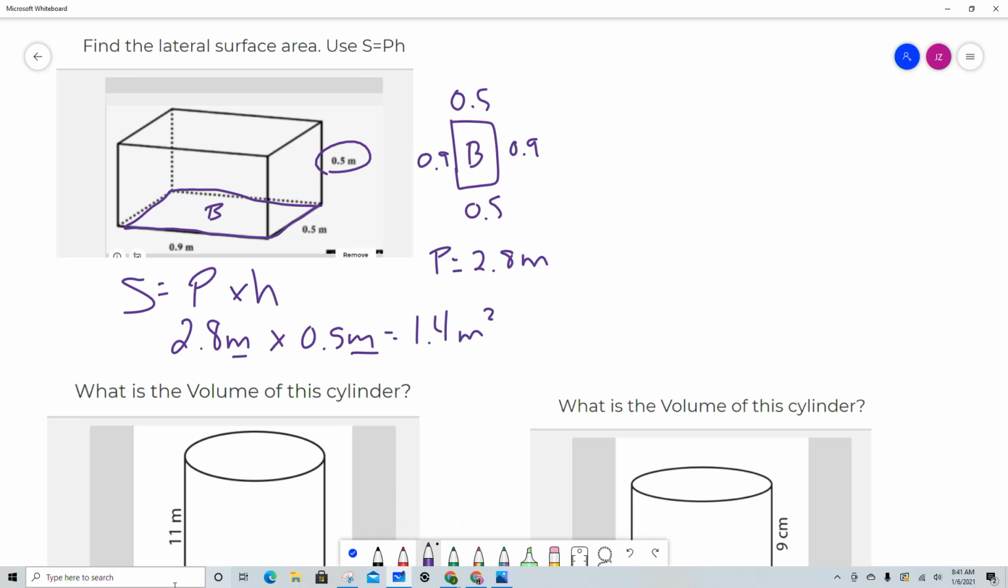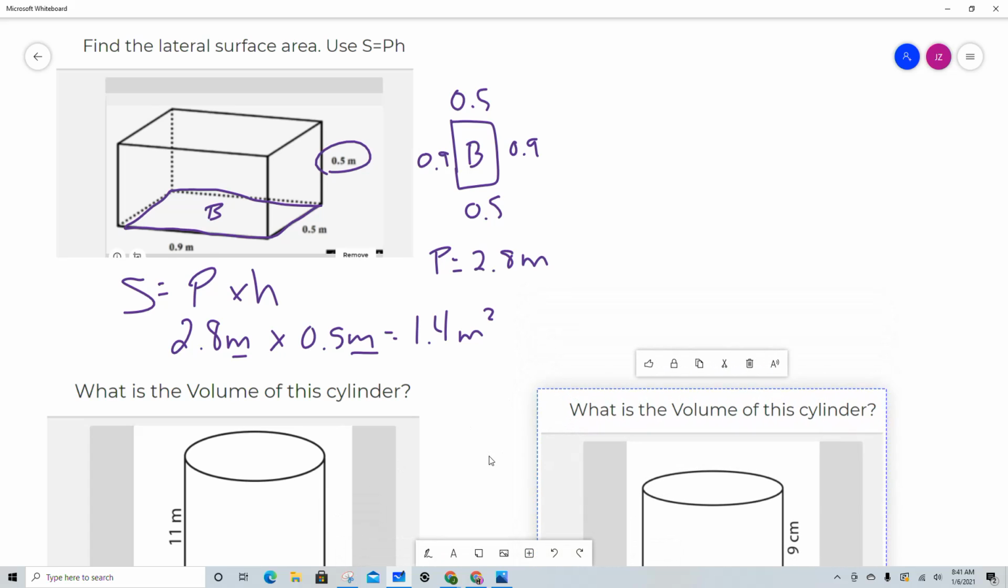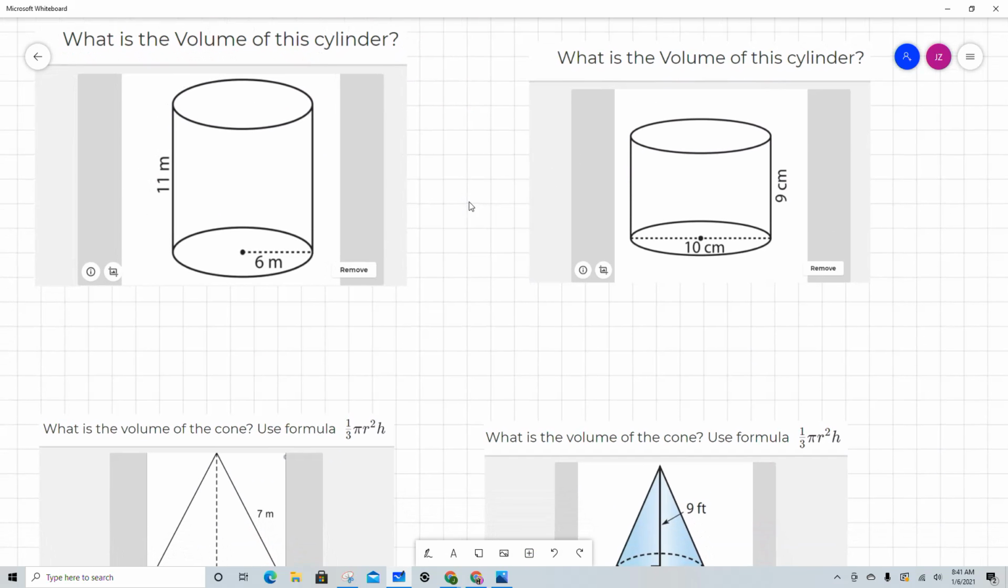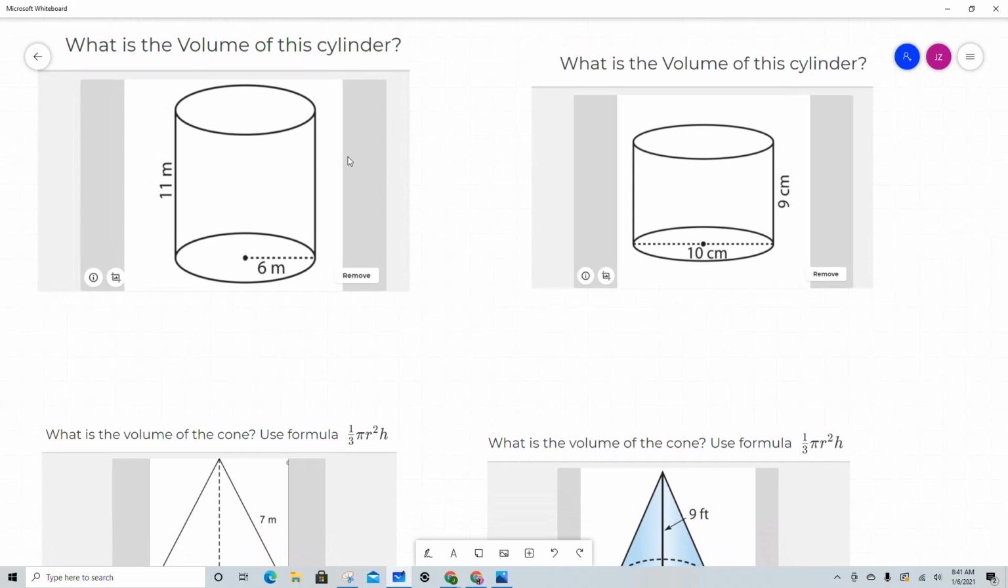Okay, the next part of the review that we did is volume of cylinders and volume of cones. So here we have two cylinders. Okay, let's look at the first one. What is the volume of the cylinder? First of all, the formula that we're going to use for volume is capital B times H, where capital B is the area of the base, and then H is your height. So here's the base, here's the base.